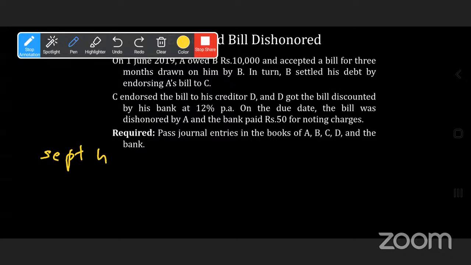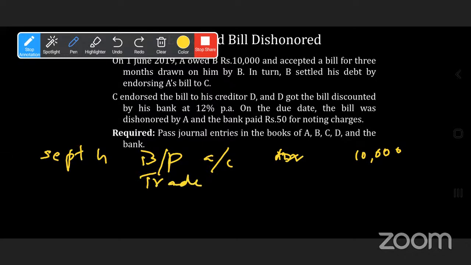Bills payable account debit 10,000. Trade expenses, that is the noting charges, account debit 50 rupees to B account. He has to pay the amount to B. B might have transferred it to C and C transferred it to D and D might have discounted it with bank. But you have to pay the amount to B.